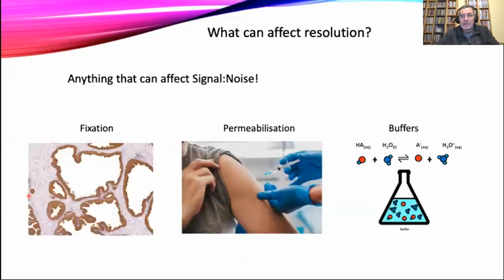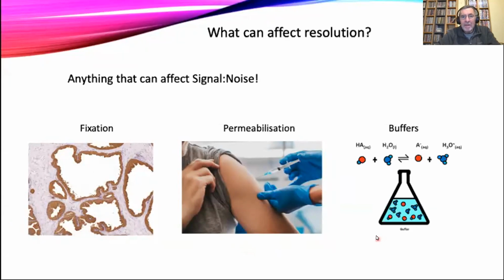So there are other things that can affect our resolution as well, our signal to noise ratio, which are going to be things involved in your sample prep. So fixation can change this. Fixation can affect both your cells and your fluorochromes. Permeabilization, very many times we're going to have to permeabilize our cells to get our marker in there. And we're going to have to do that with some sort of detergent or permeabilizing agent.